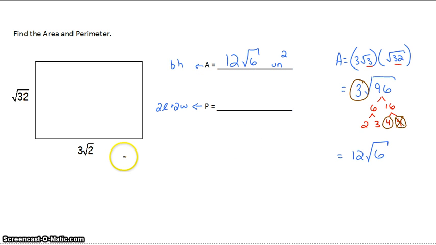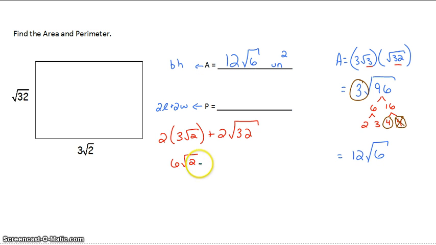The perimeter is the second thing I have to understand, and that is 2 times the length plus 2 times the width. Okay, the length here is 3 square roots of 2, and the width is the square root of 32. So if I do 2 times the 3 square roots of 2 plus 2 times the square root of 32, I again have multiplication. 2 times 3, I get 6 square roots of 2 plus 2 square roots of 32. Right now I cannot combine these. They're not like radicals. They're not like terms.